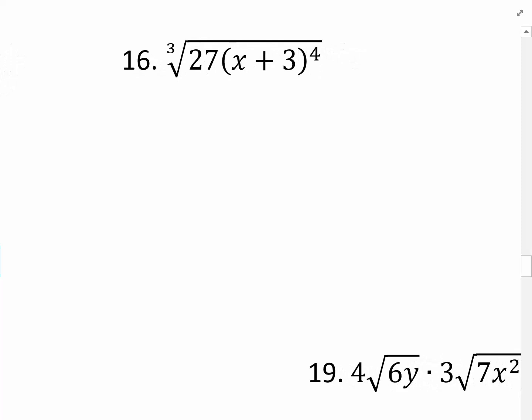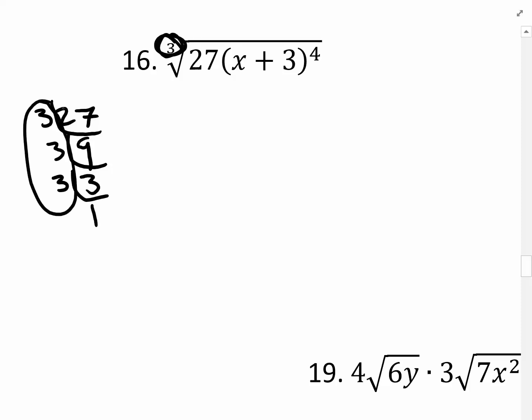Next problem, cube root of 27. So you hedge the 27. It's just hedging and dots all the way through. 27 divided by 3 is 9. Divided by 3 is 3. Divided by 3 is 1. I need 3 of a kind, so I'm going to circle those. I have 1 circle, so just 1 3 gets out.